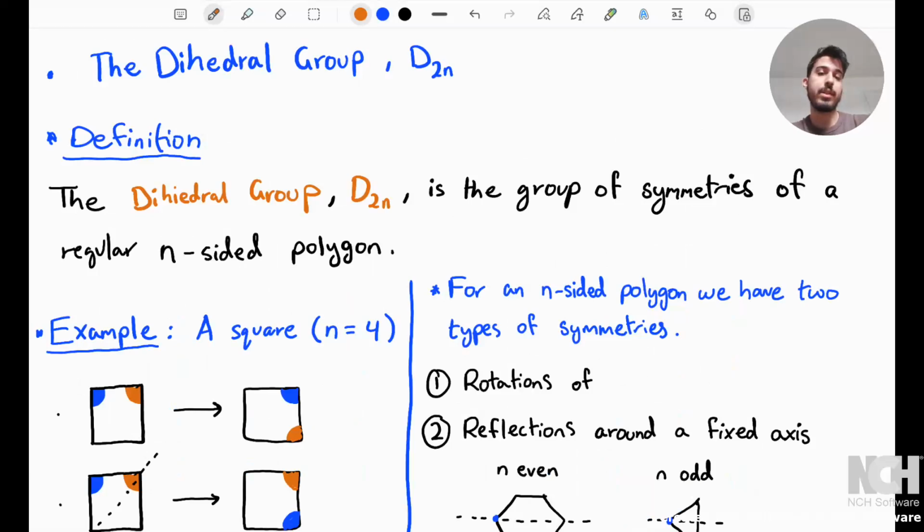Our next topic of discussion follows the dihedral group D2N. The dihedral group considers all of the symmetries of a regular n-sided polygon. But what is a symmetry of a regular n-sided polygon, you would ask? And I would tell you, it is a movement of the polygon such that the shape of the polygon before and after the symmetry would remain the same.